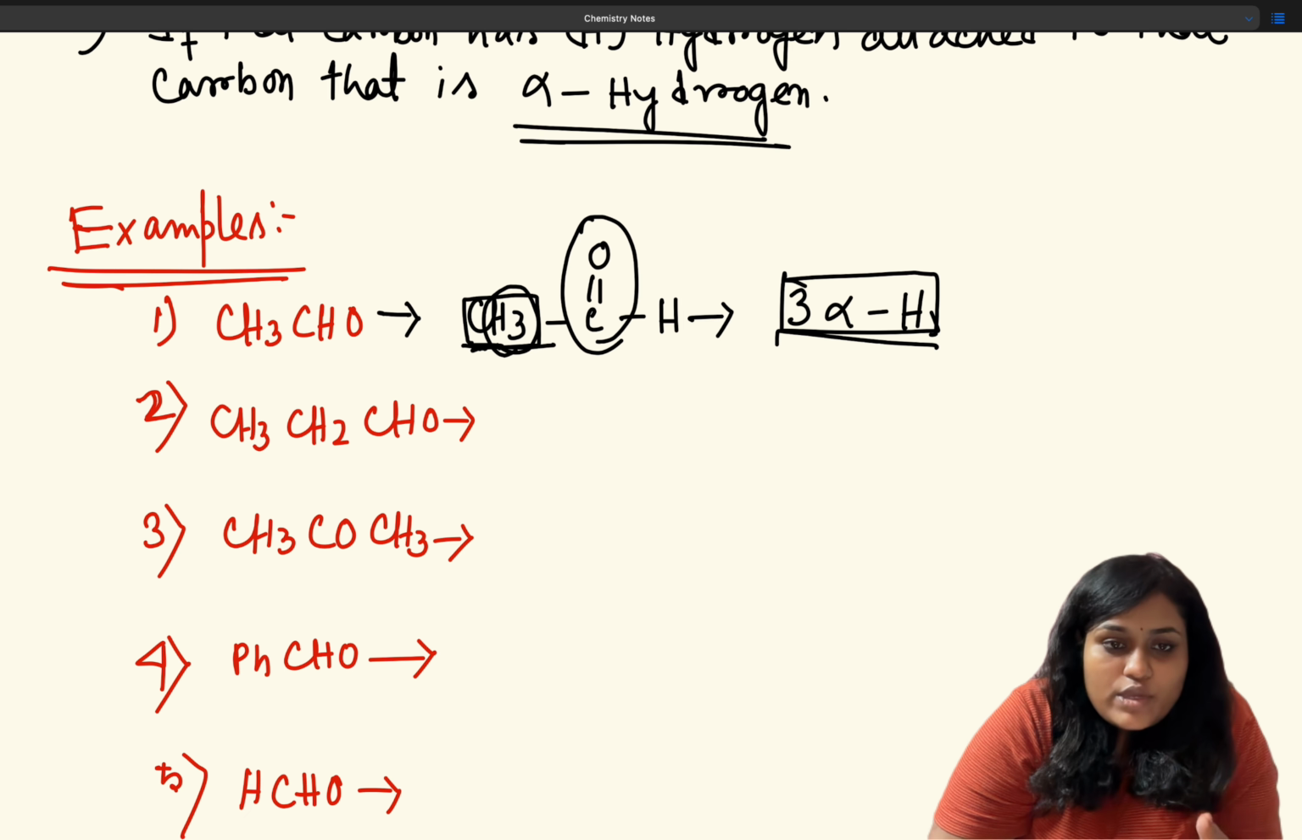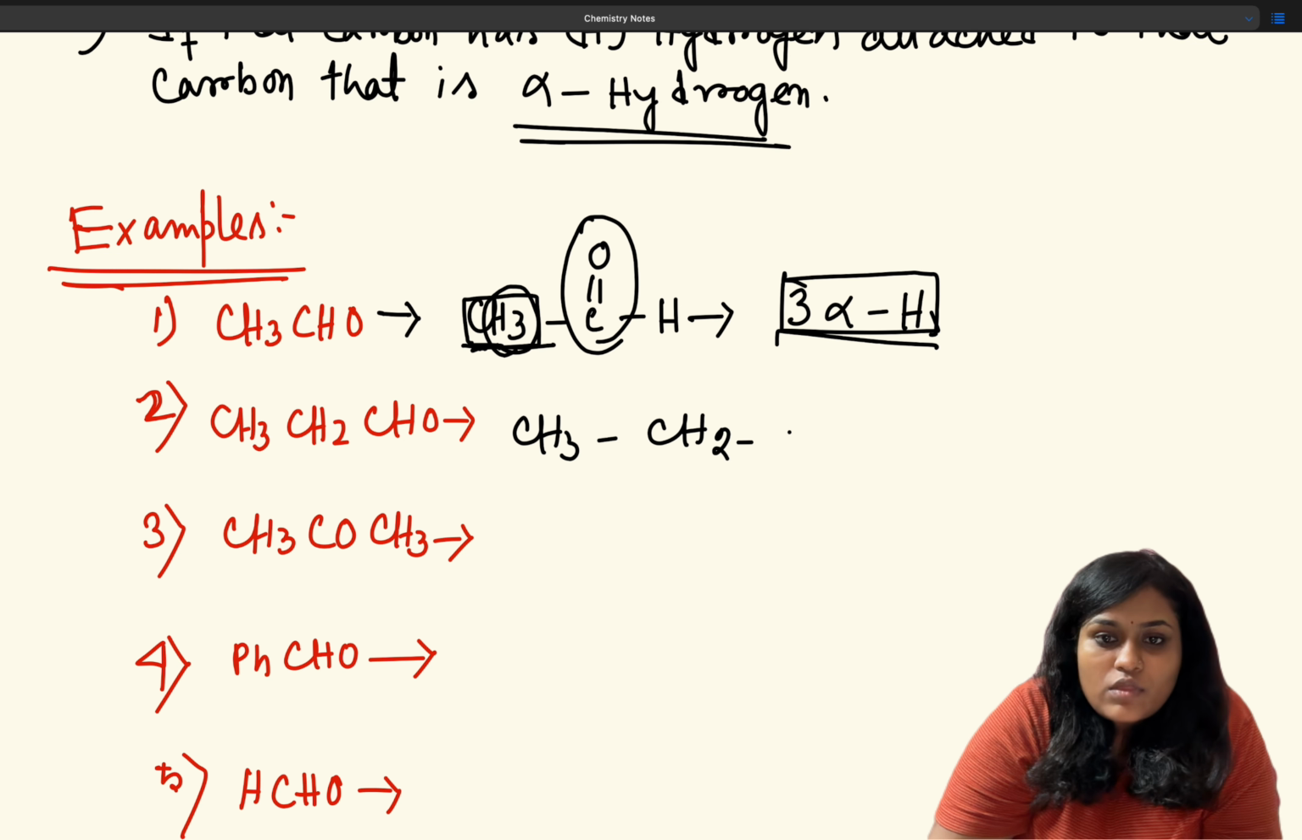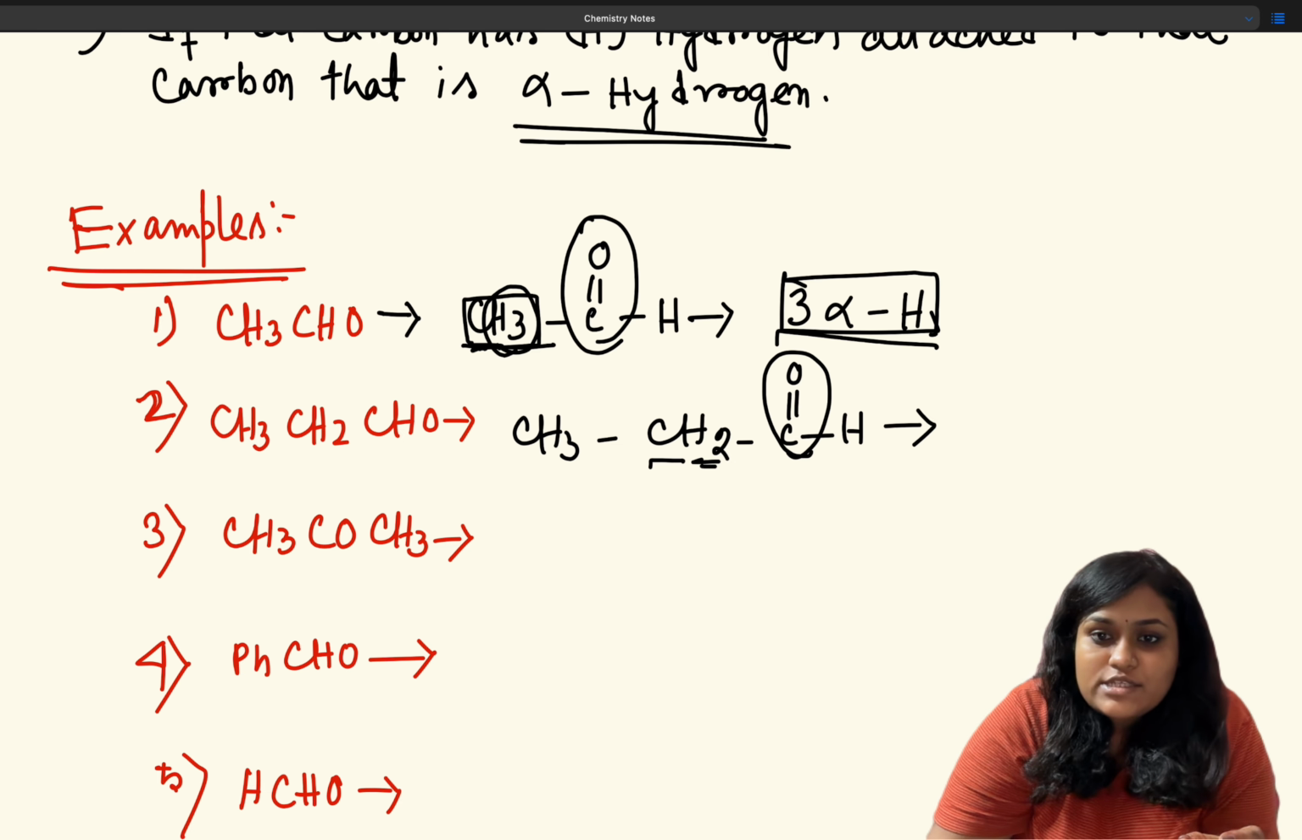Then the next example is CH3CH2CHO. First we identify the C=O group, then the adjacent carbon of that C=O group. Here this is the adjacent carbon, and the number of hydrogens is 2, so there are 2 alpha hydrogens.